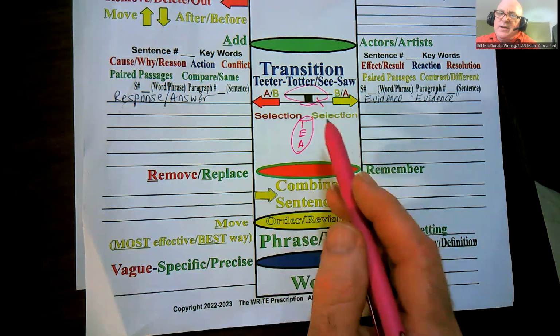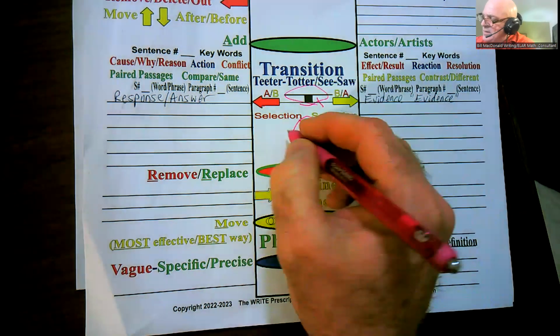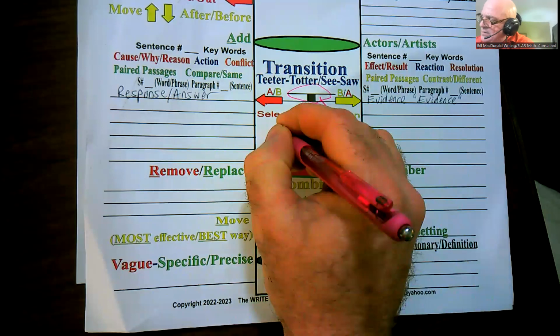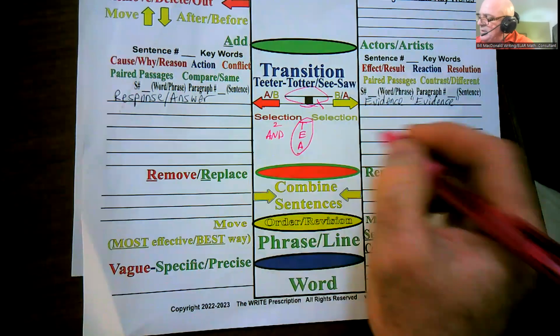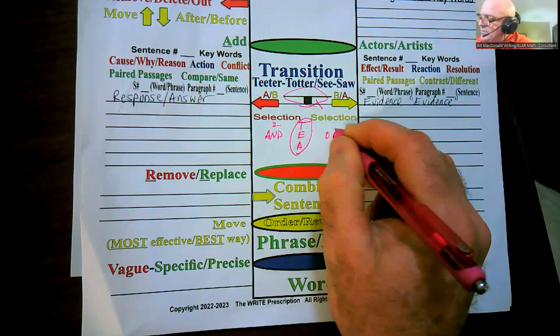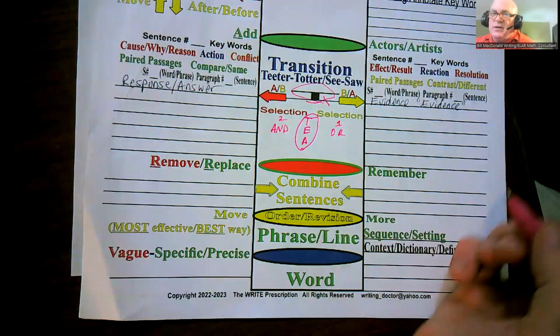And so when the student has the answer and the evidence, they'll get a 2. If the student has the answer or the evidence, they'll get a 1.